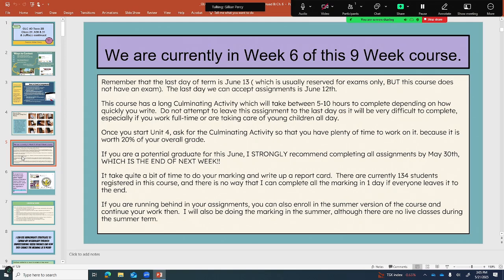Generally, once you start Unit 4, ask me for the culminating activity so I can give it to you ahead of time. You've got plenty of time to work on it because it really is worth 20% of your overall grade, which means it can raise your marks from like a D to a B if you do well on it. So it's kind of important.